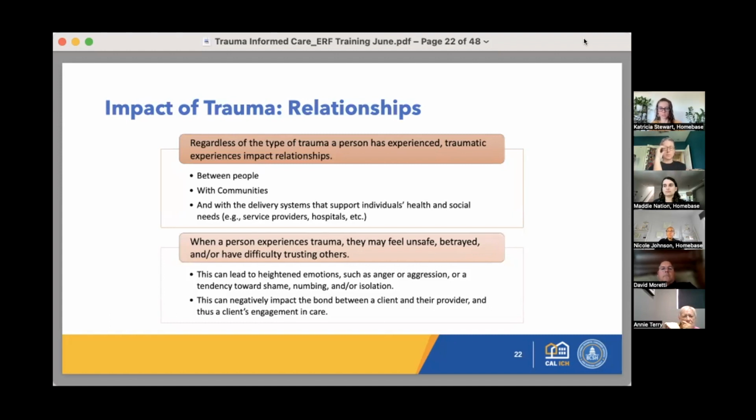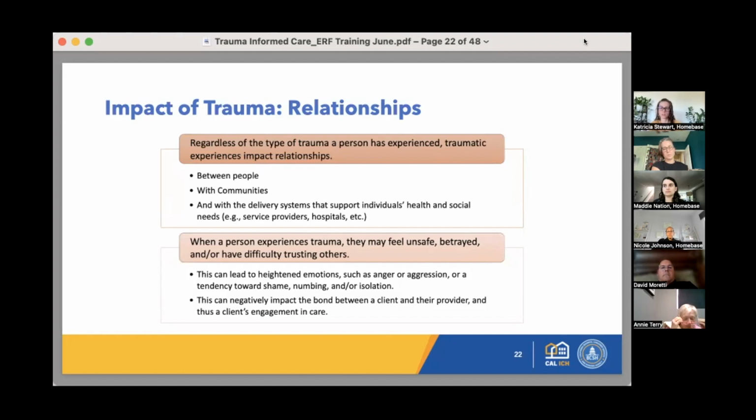When a person has experienced trauma, they may feel unsafe, betrayed, or have difficulty trusting others. This can lead to, as we discussed, heightened emotions like anger or aggression, a tendency toward shame, numbing, or isolation, and can negatively impact the bond between a client and their provider, and thus a client's engagement and care.